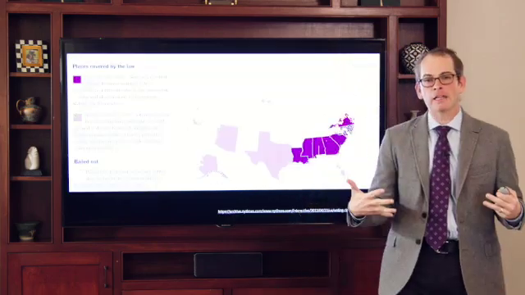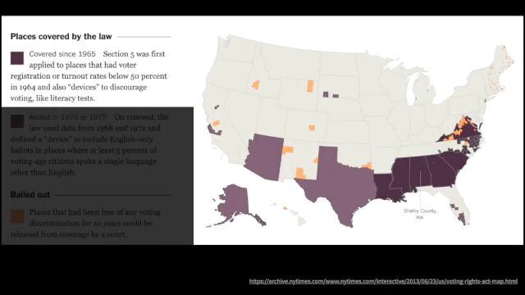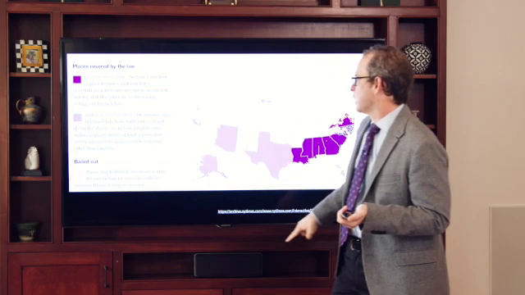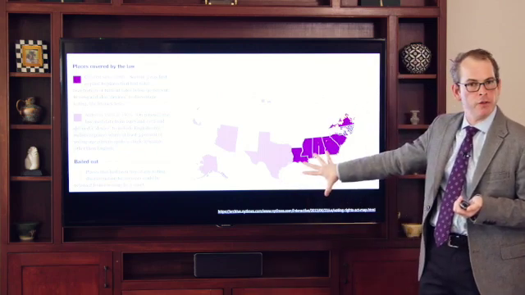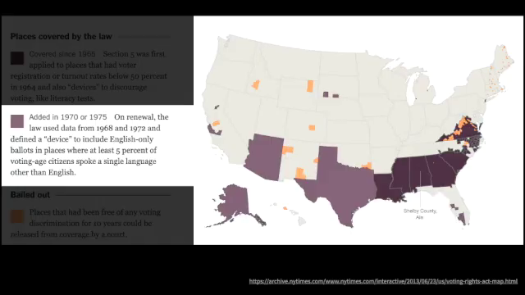So who was affected by this? Originally, not every state was considered, but only those who had registration or turnout rates below 50% in 1964, and also devices, according to legislation, to discourage voting like literacy tests were covered. So you can see originally which states were covered, and it's largely in the South. In an amendment in 1970 or 1975, they also added English language tests, with the growing Hispanic population in the United States that were voting, to extend the coverage there.